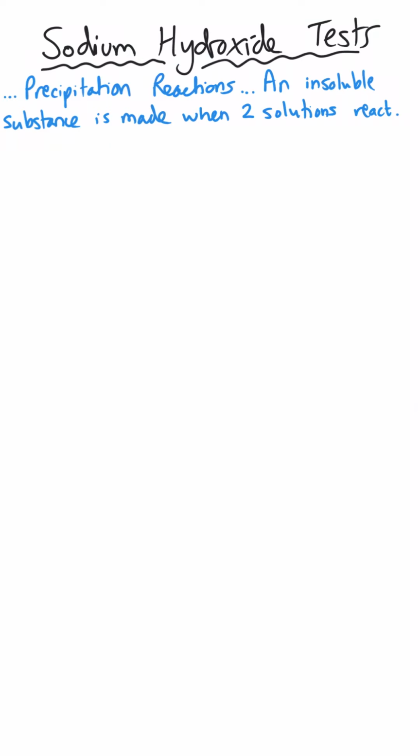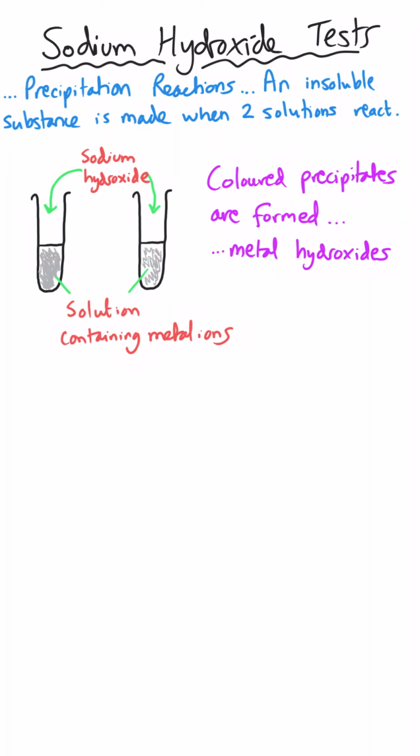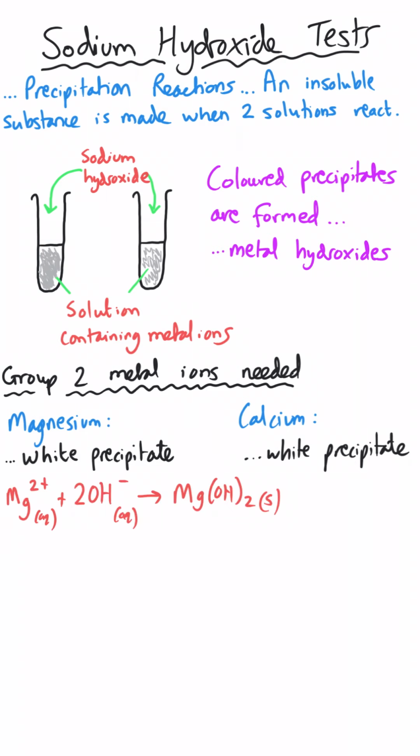Something else from GCSE chemistry that you need to know about group 2 metal ions is that they react with sodium hydroxide. In fact, that's one of the chemical tests that you needed. You add sodium hydroxide to a solution thought to contain metal ions, and you get a coloured precipitate depending on the ions that are present. Now, the two that you needed at GCSE level were magnesium and calcium. Both of them actually give a white precipitate, so at face value, it's hard to tell them apart.